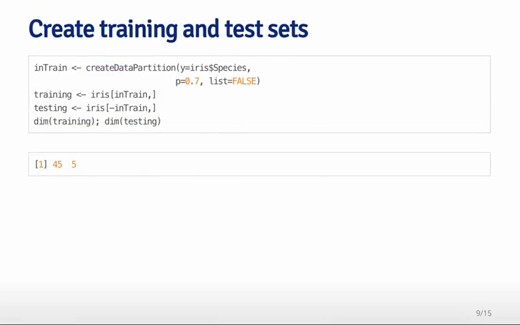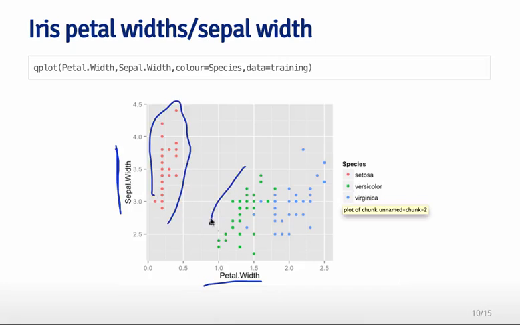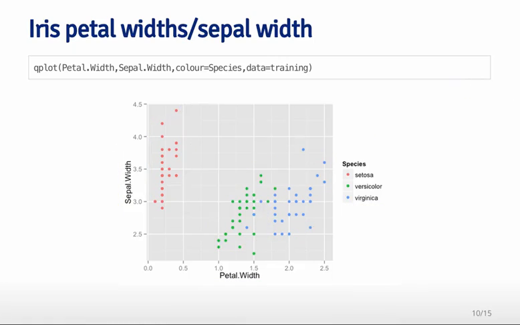So again, I always separate the data into the training and the test set. And in this case, I have 45 examples in my training set that I can use to build a prediction model. The first thing that I do is plot the petal width versus the sepal width. So that's petal width on the x-axis and sepal width on the y-axis. And then I'm going to color it by the different species. And you can see there are 3 very distinct clusters here. So it's a relatively easy classification problem.